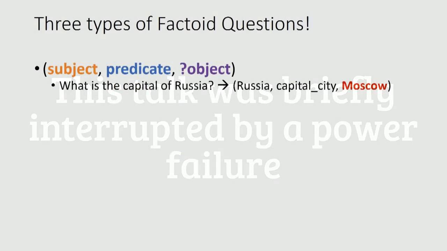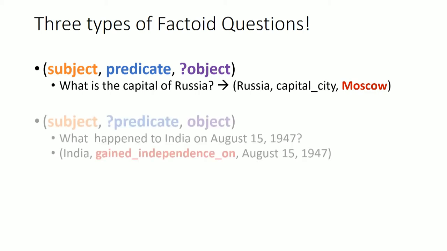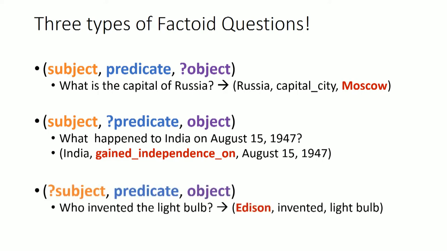Now there are three kinds of things you can do, three kinds of questions you can ask. You can say, given subject and predicate, what is the object? Given subject and object, what is the predicate? And the third question you can ask is, given predicate and object, what is the subject? So we understand that factoid question answering is now as simple as converting it into this language and creating answers from it, right? Again, a very simple task.